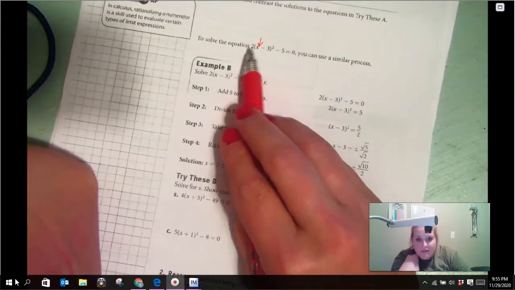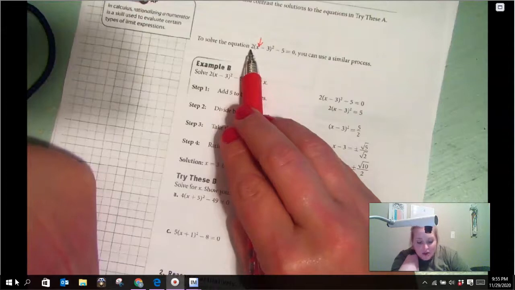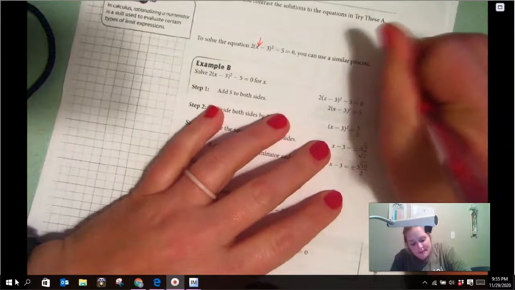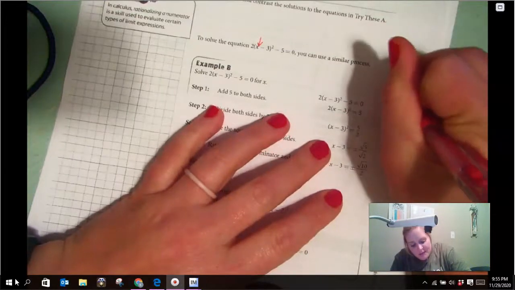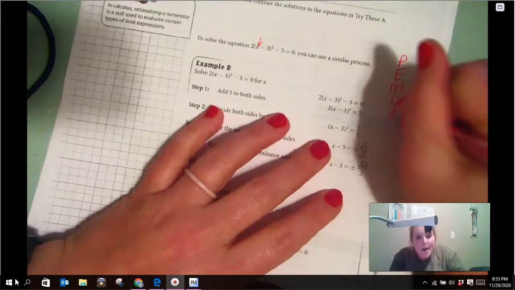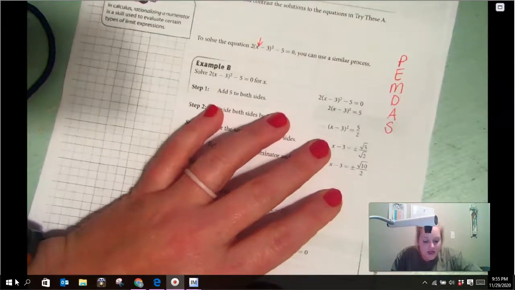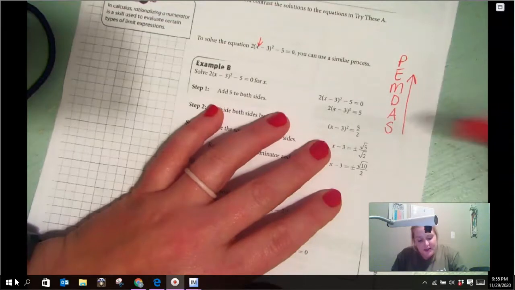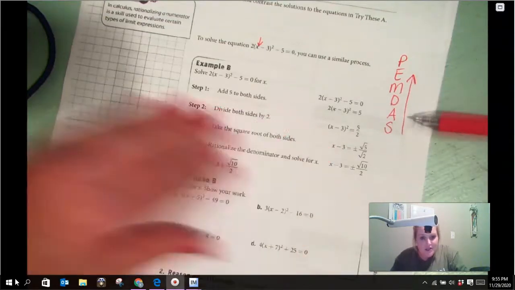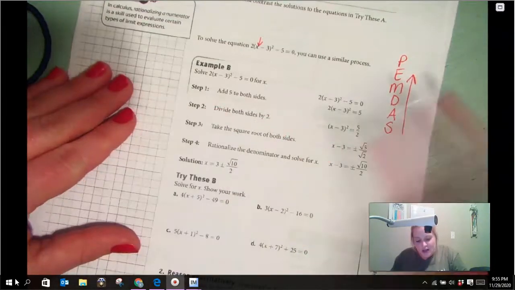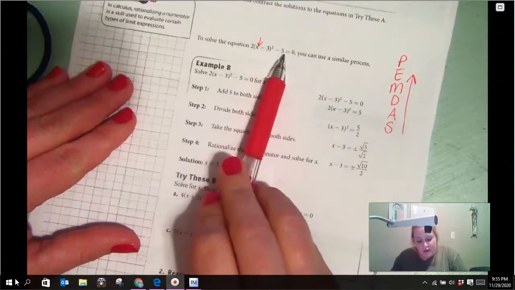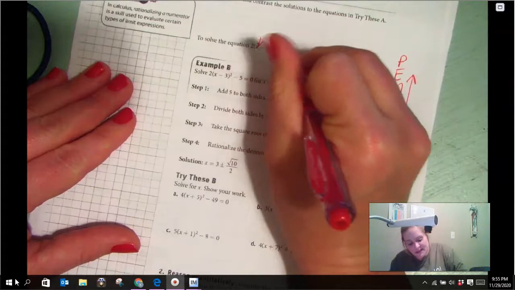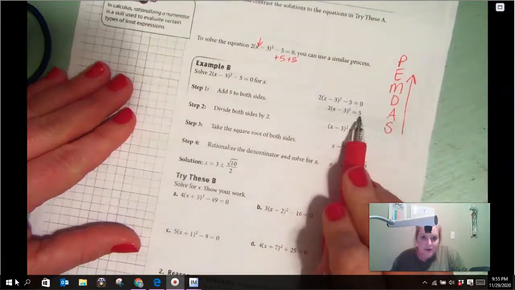You either have that multiply by 2 or subtract 3. And remember, you're doing PEMDAS, P-E-M-D-A-S, backwards. Okay, so we're starting down at the bottom and going up. So the first thing that we're looking for is, can we undo addition or subtraction? That's the minus 5. So you get rid of the 5 by adding 5 to both sides, which is how they got to step 2.